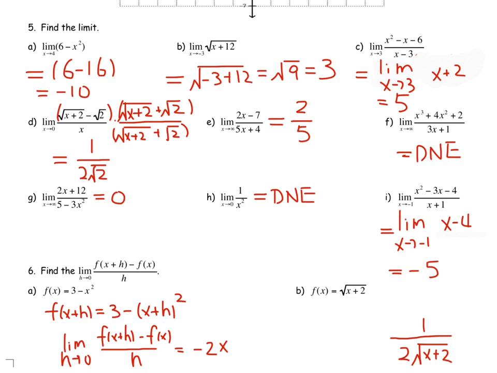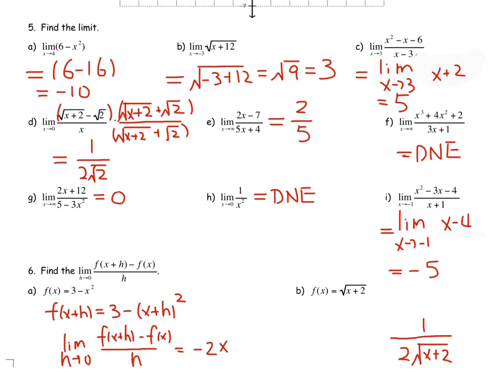Letter C. So this time if you are trying to plug in x equal to 3, it will make your denominator equal to 0, which is not okay. So I will have to, since my numerator, the top, is a quadratic equation, I can factor it into x minus 3 times x plus 2. Reducing the factors x minus 3 from top and bottom, I'm left with x plus 2. Now when I plug in x equal to 3, it will not make my denominator equal to 0, so I'm okay. So the limit for letter C is going to be 5.